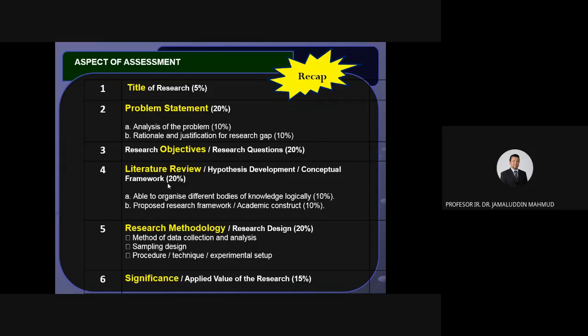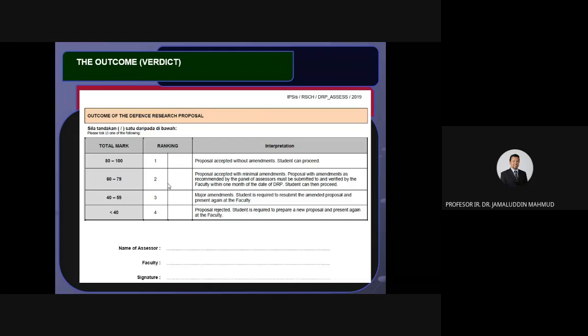Now this is the form that we have to sign. Why did I use the word assessor during my presentation? Because in the form, the finalists put the name of the assessor. This is the rank: 1, 2, 3, and 4. Number 4 is proposal rejected. Number 3 is major amendments. Number 2 is minor correction. And the first one is the proposal and the DRP work accepted without any amendment. Students can proceed.